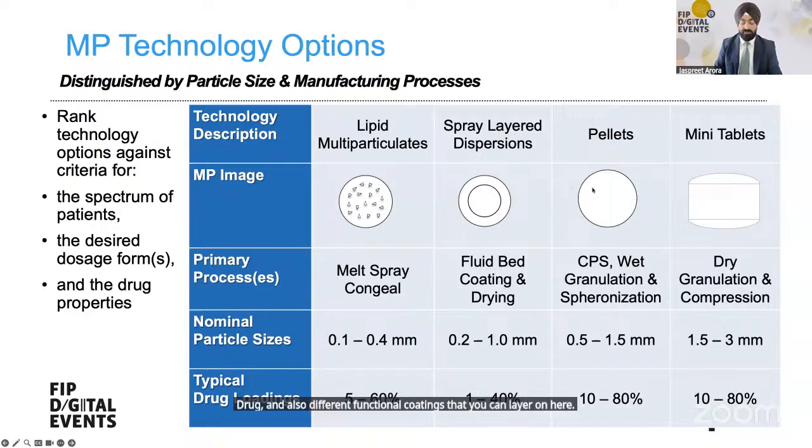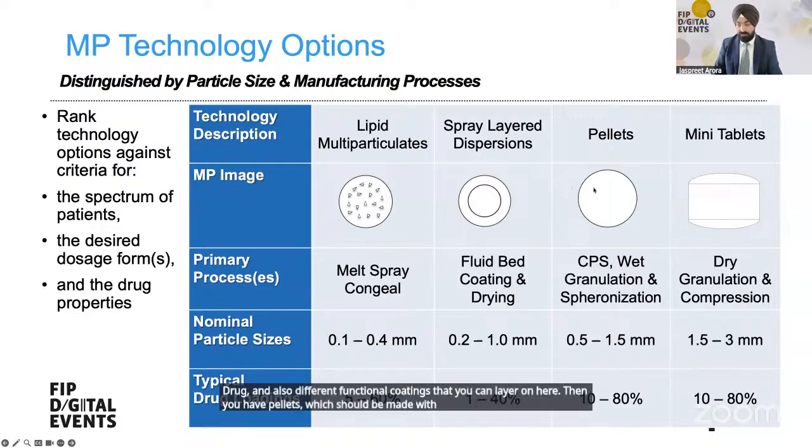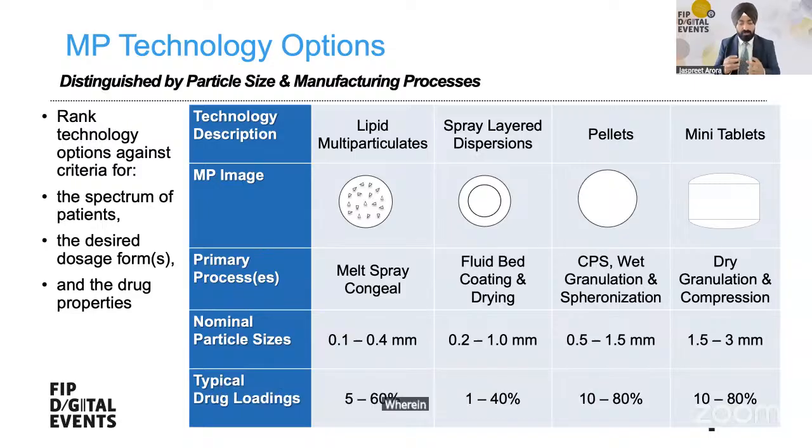Then you have pellets, which can be made with the CPS pellets or wet granulation or spheronization process, wherein you can try to incorporate the drug within the core. So you don't have a neutral core, you have an active filled core as well. And then mini tabs, which is also very interesting.